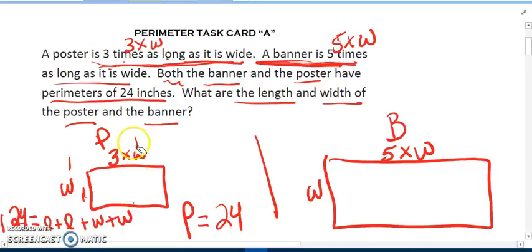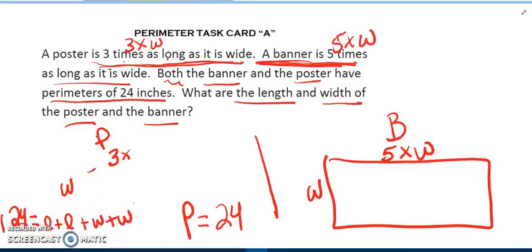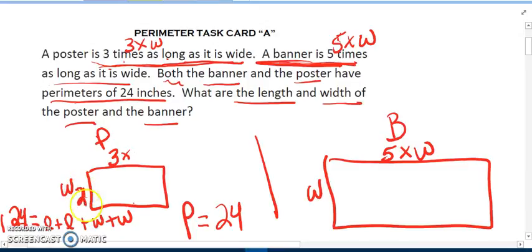And let me try, what if the width was 2? Alright. So let's say the width is 2. That would be 3 times 2, so that would be 6, 2, and 6. 6 and 6 is 12, 13, 14, 15, 16. Well, we're getting closer, but we haven't quite gotten there yet. So let's go back.